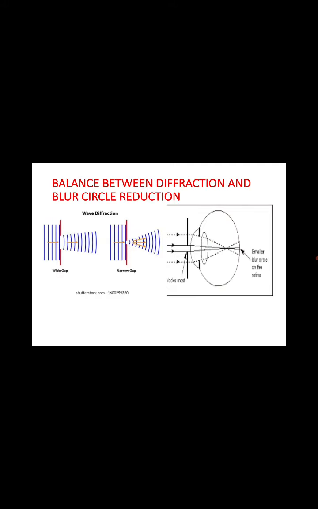But the most important theoretical part we have to understand is the balance between diffraction and blur circle reduction. When we put a pinhole in front of the eye, it not only reduces the blur circle size but also increases diffraction, so we have to find a sweet spot between diffraction and the blur circle. Blur circle reduction increases the resolution and visual acuity. At the same time, it also creates diffraction, which decreases the visual acuity and the image quality. So it's crucial to understand the balance between diffraction and the reduction of the blur circle in pinhole.